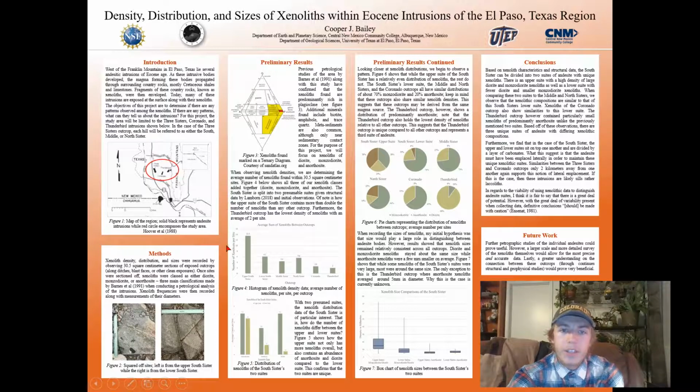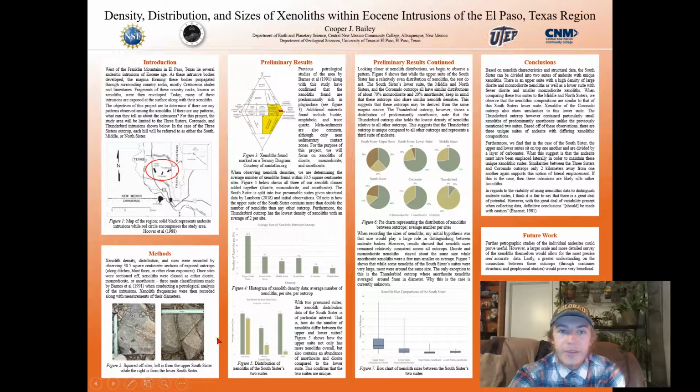My method was to follow transects through each of my outcrops and section off square foot exposures of bedrock before counting up the xenoliths and recording their respective sizes. My average site would have looked something like what we see here in Figure 2, where you might even be able to make out some of the diorite here in the bottom left.